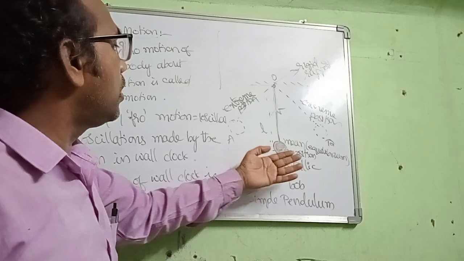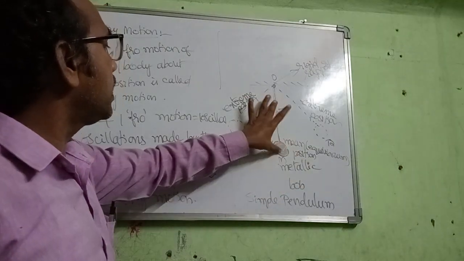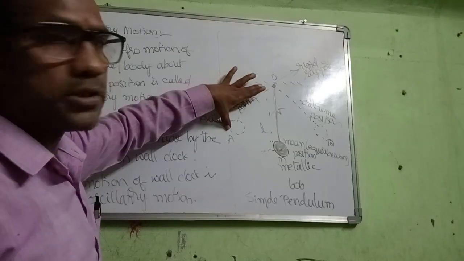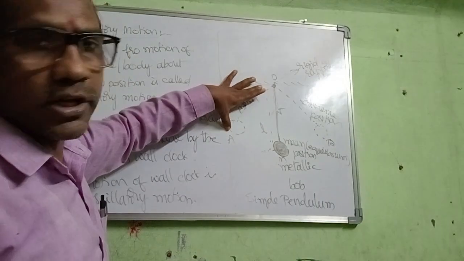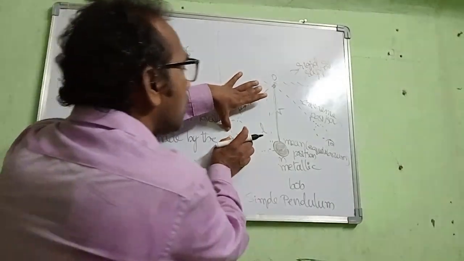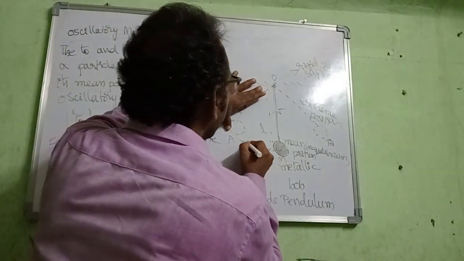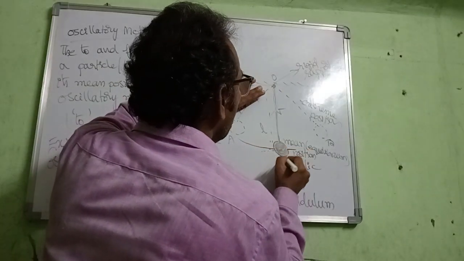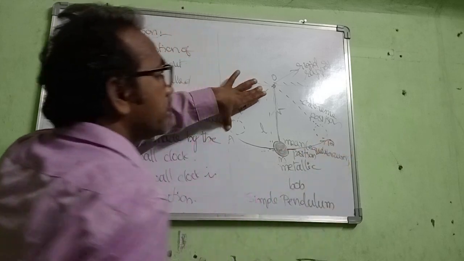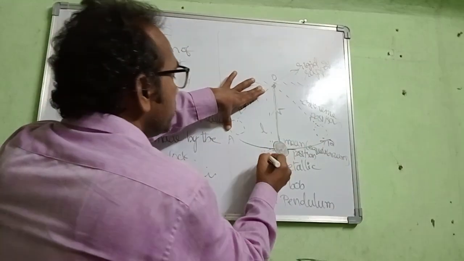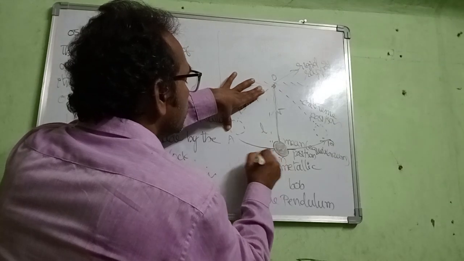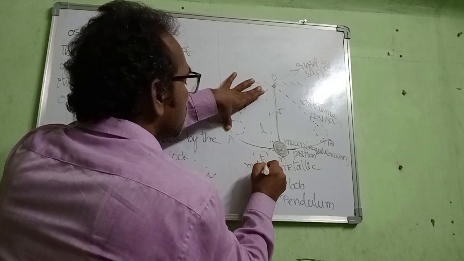Now I am pulling this metal bob towards OA, let it be the initial position. If I leave it, automatically it reaches B. It goes from A to M, and again it goes to B, OB. So this motion is called to motion.